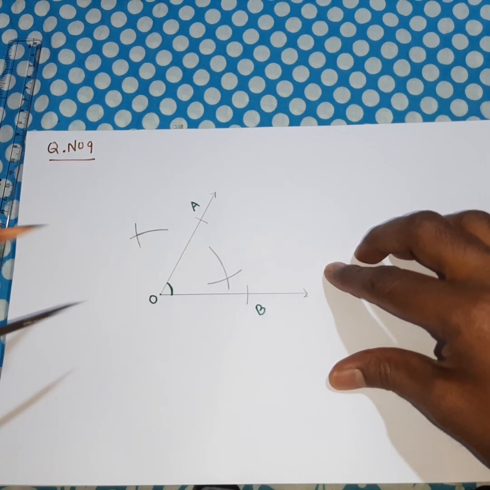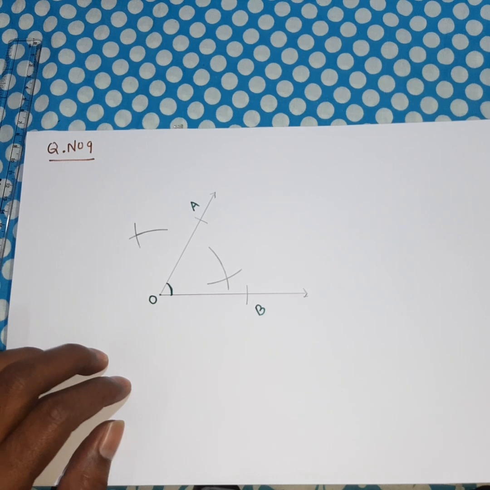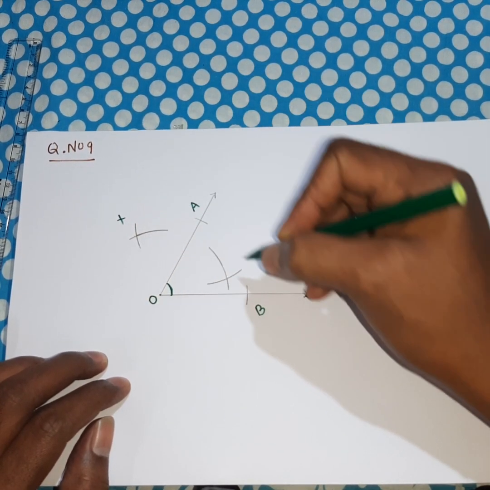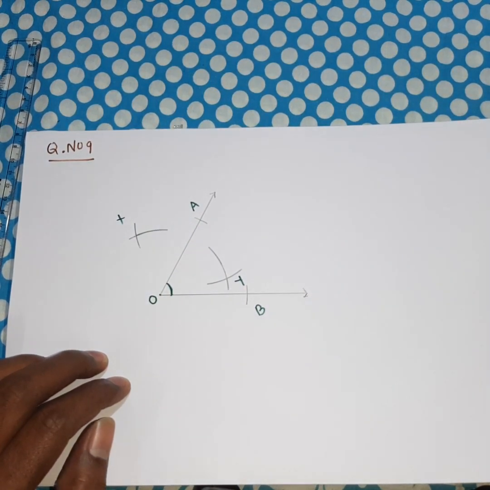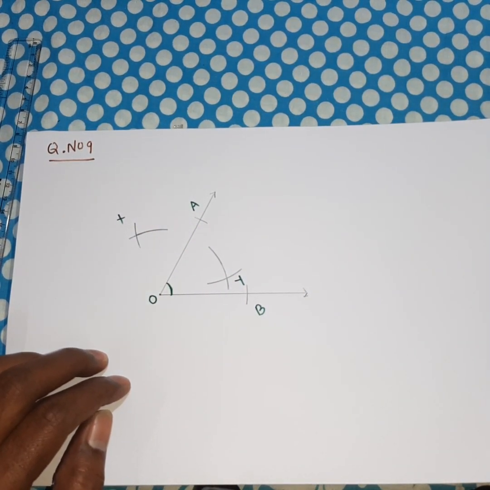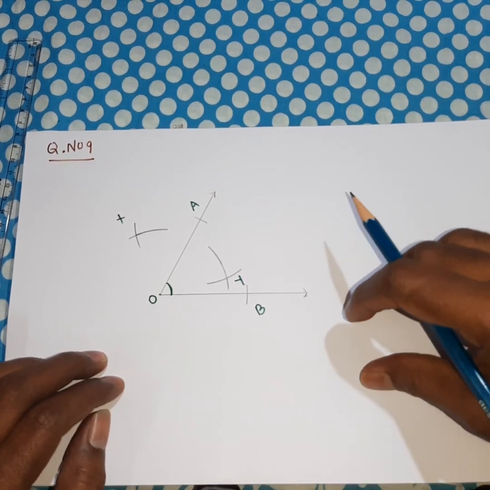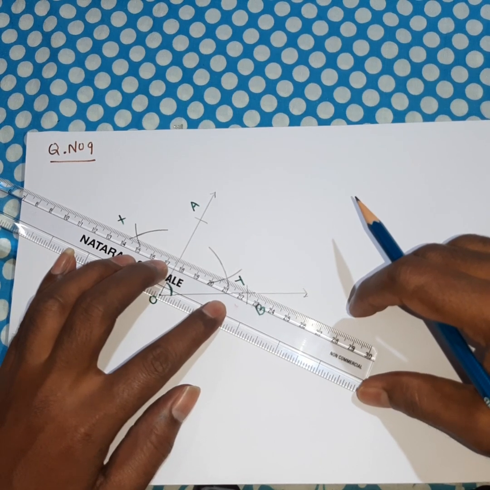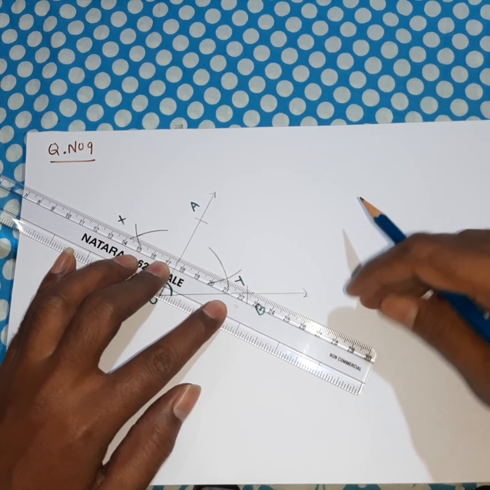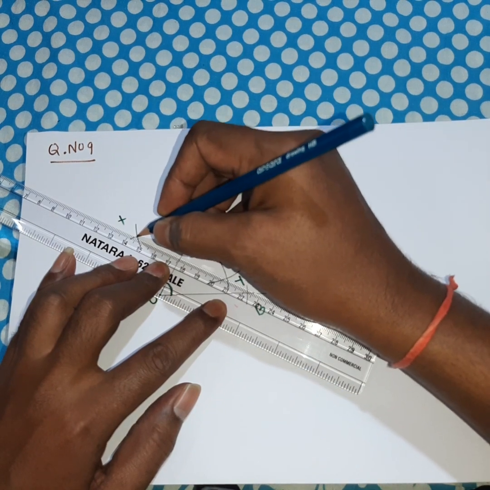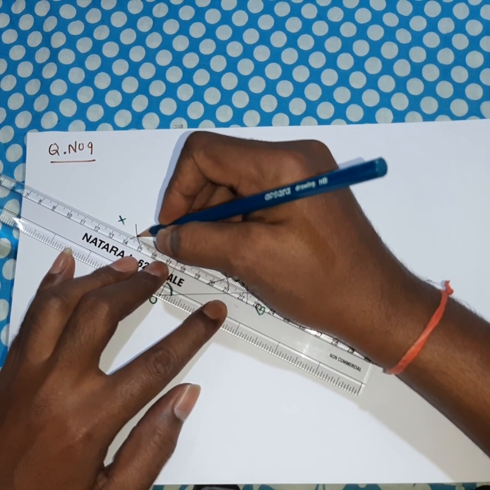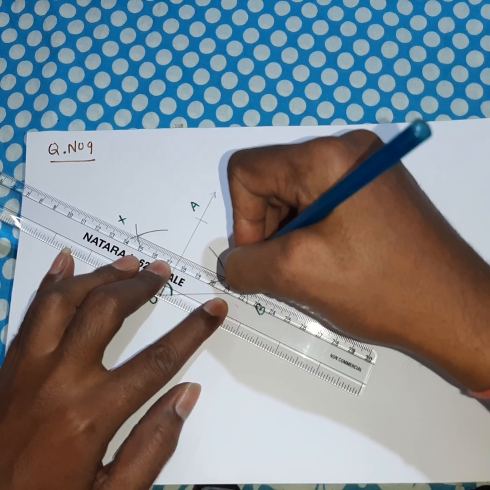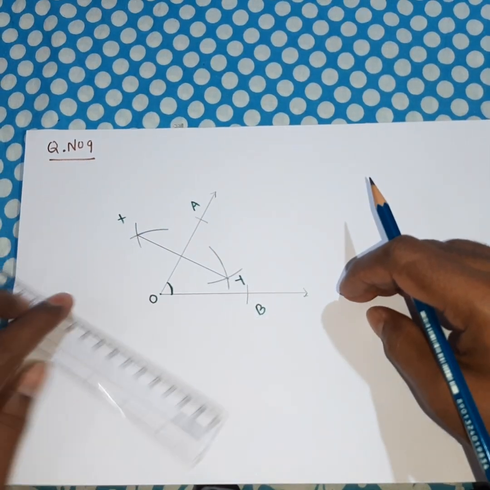Is it clear, children? So now give the names of these two points. I am going to name these 2 points X and Y. Okay, now I am going to join XY. Now XY is the perpendicular bisector of OA. Okay, XY is the perpendicular bisector of OA.